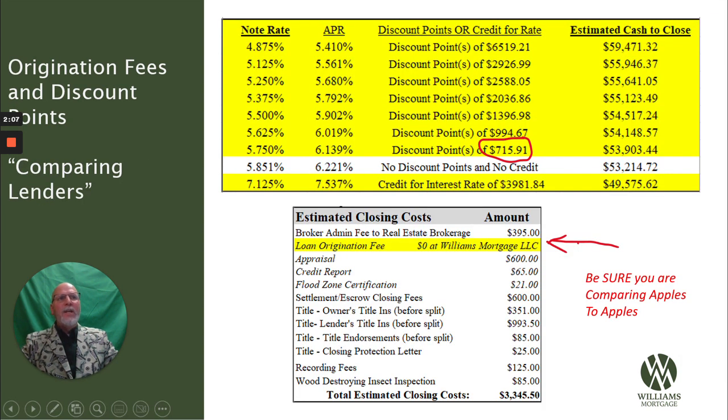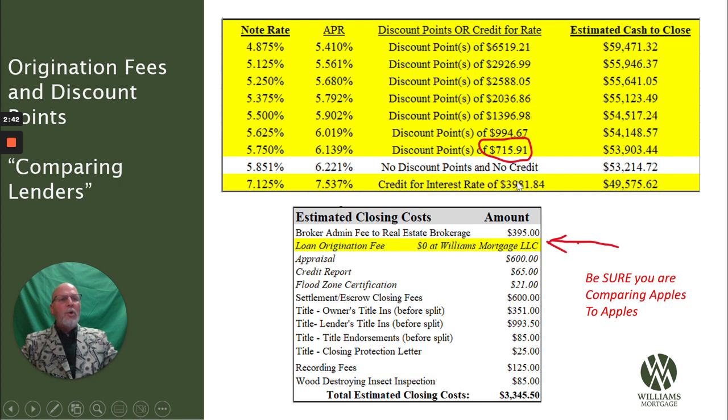When comparing lenders, if lender A is not charging a loan origination fee, but lender B is charging a loan origination fee, your comparison of loan terms is not equal. This is because lender B is charging more fees than lender A, who offers the same interest rate. In the example on your screen, lender A does not charge a loan origination fee and offers a note rate of 5.851%. There's no discount points and no lender credit.